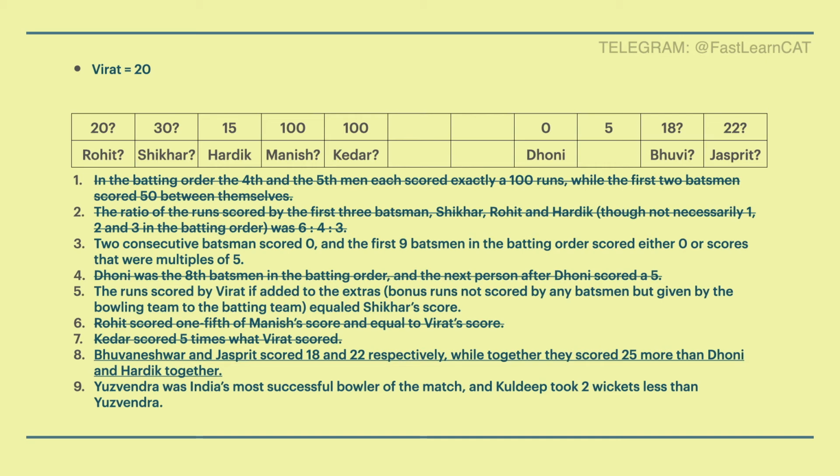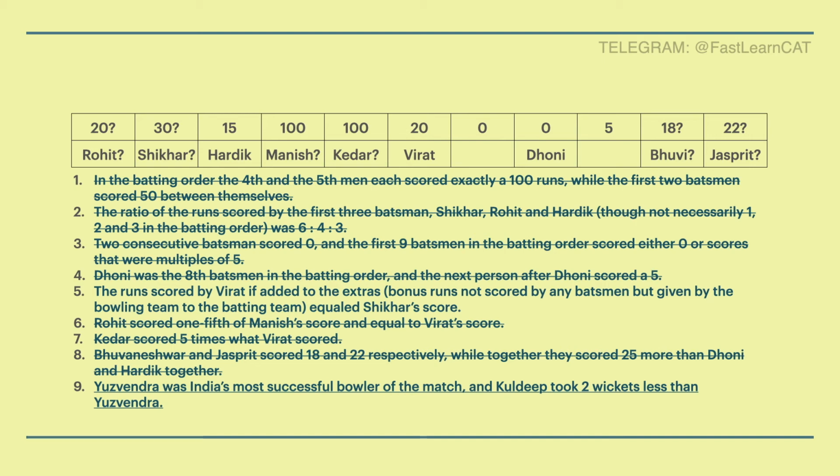Now the other information is that they scored 25 more runs than Dhoni and Hardik together. So let the score of Dhoni be X. Then 15 plus X plus 25 is equal to 18 plus 22. This means X is equal to 0, and Dhoni scores 0. And we know that the third point says two consecutive batsmen scored 0, so the batsman just before Dhoni must also score 0. Now there is only one place left for Virat, so Virat will go there.